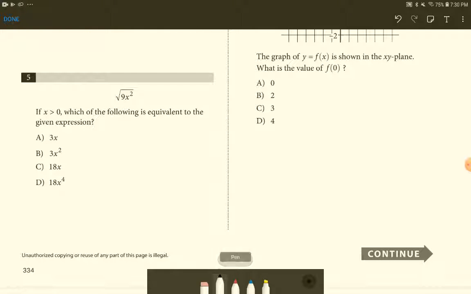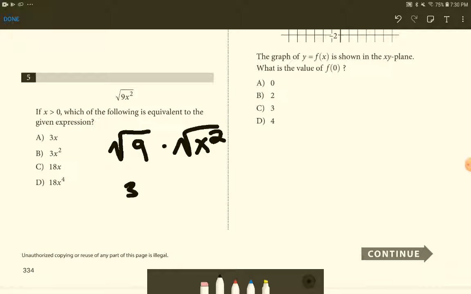For number 5, if x is greater than 0, which of the following is equivalent to the given expression? So first we have to know our square root rules. So we can basically split it up and then square root of 9 times square root of x squared. And square root of 9 is basically 3 times the square root of x squared. These two just cancel out. That would be 3 times x, and that would give us 3x. So our final answer would be A.